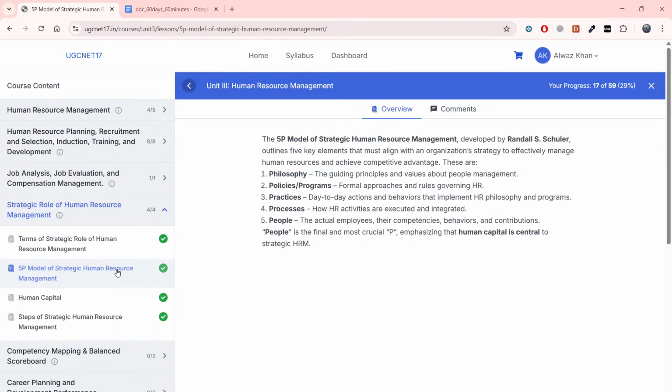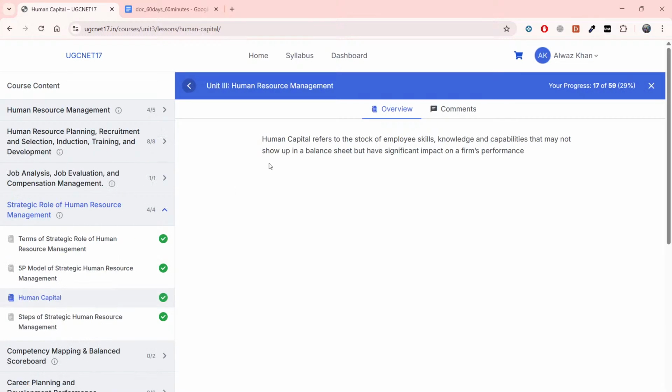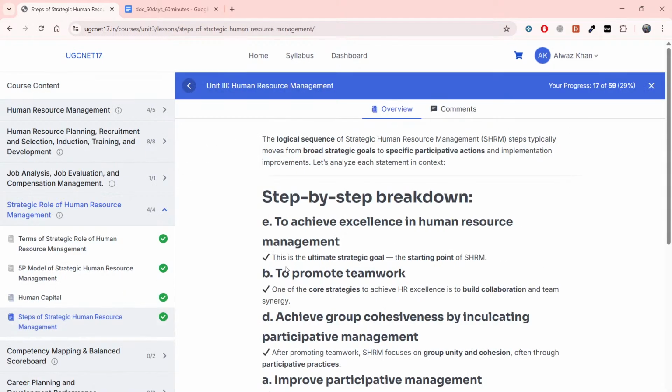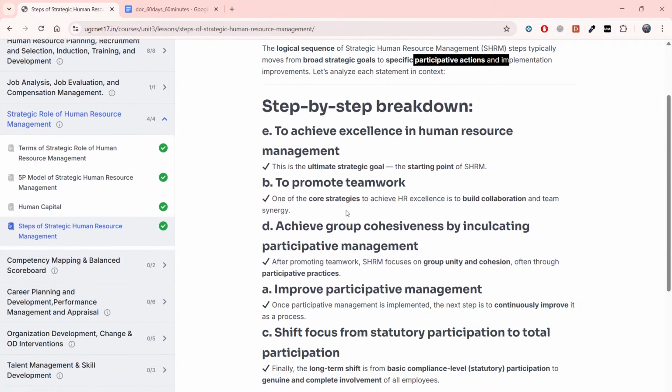5P model of strategic human resource management: philosophy, policies, programs, practices, processes, people. Philosophies, then policies, programs, which become practices, which help to develop processes, and finally people. And then what is human capital? It refers to the stock of employee skills, knowledge, and capabilities that may not show up in a balance sheet but have a significant effect on a firm's performance. Steps of strategic human resource management: the logical sequence typically moves from broad strategic goals to specific actions, step by step.